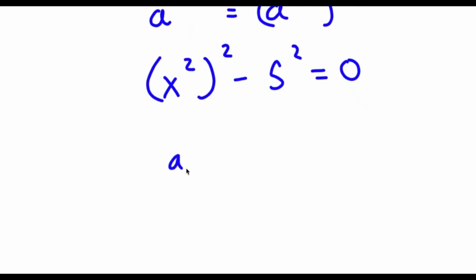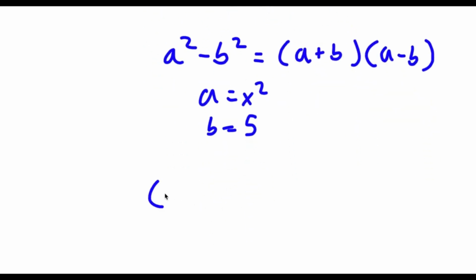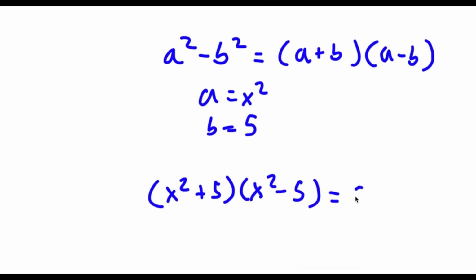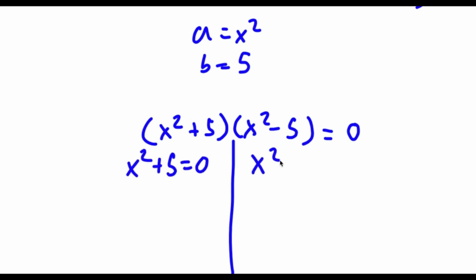Now, if I have something in the form a squared minus b squared, this is equal to a plus b times a minus b. So in this case, a is equal to x squared and b is equal to 5. So I have x squared plus 5 times x squared minus 5 is equal to 0. So now this is going to give me 2 equations. I have x squared plus 5 is equal to 0, and I have x squared minus 5 is equal to 0.